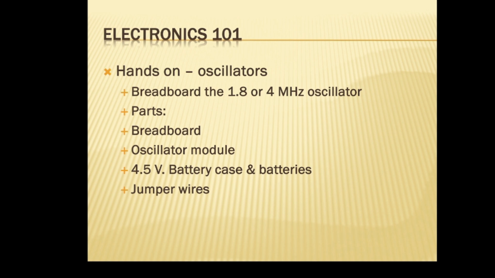And so we need one of those. You need the breadboard, you need the little modulator. You already have 3 batteries in the little battery holder, which will give you the 4.5 volts of batteries. And then you need some jumper wires.